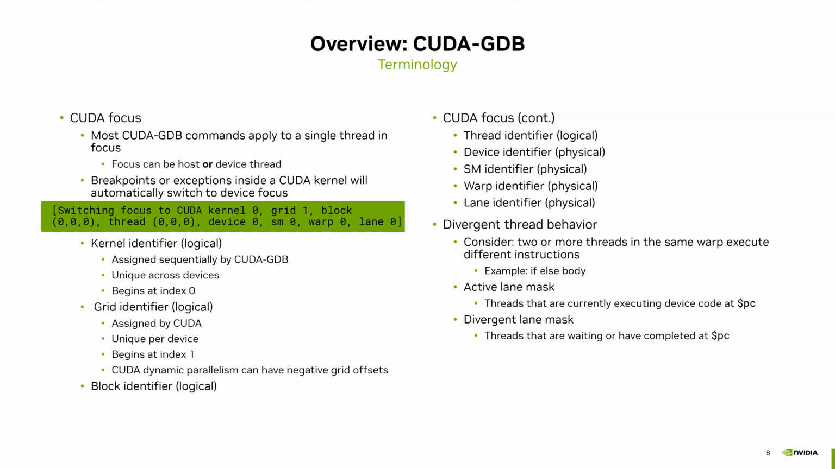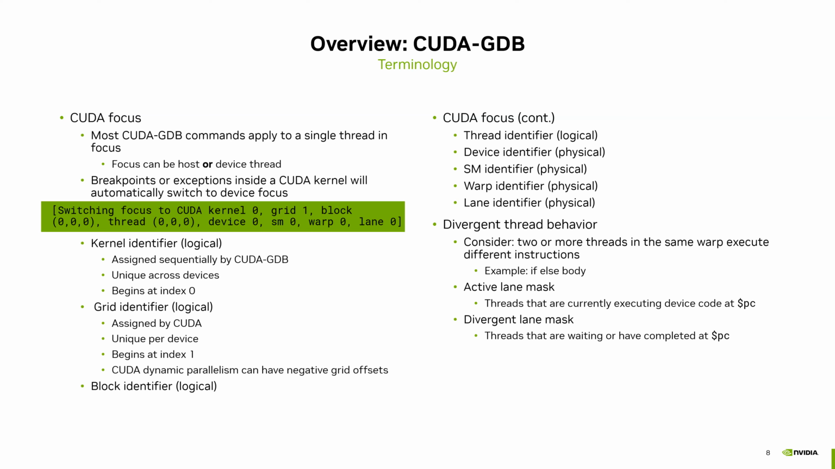We'll print out "switching focus to CUDA kernel 0". So that's a kernel identifier. It's a logical concept. This is unique to CUDA-GDB. It's an identifier that we assign sequentially, and it's going to be unique across all devices. So every kernel will have its unique identifier. This begins at index 0.